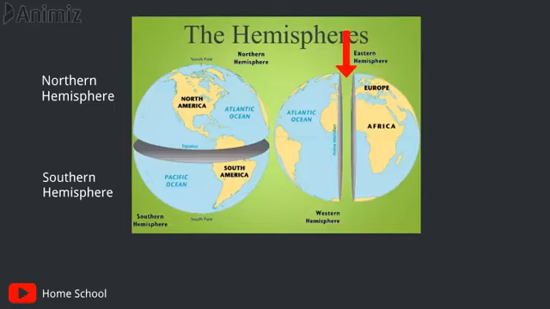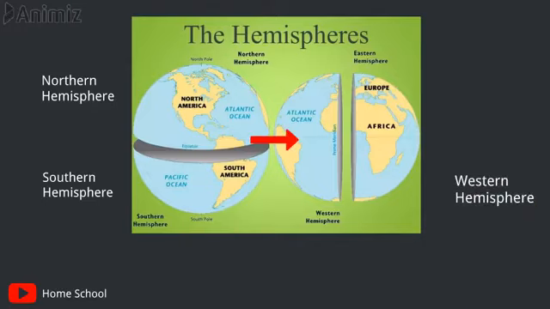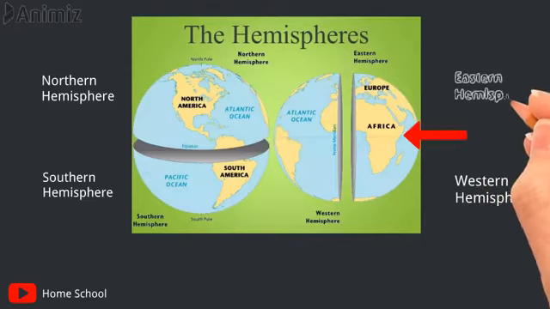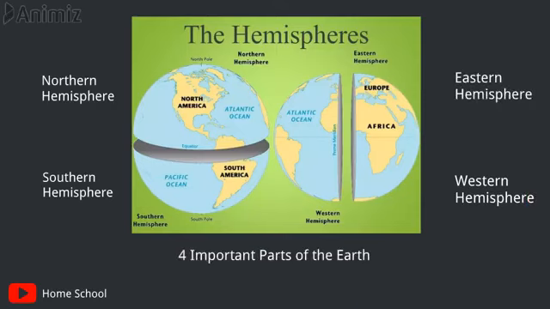This is the North Pole and this is the South Pole. So when the prime meridian divides the earth, we get the western hemisphere and the eastern hemisphere. Thus, we got the four important parts of the earth: northern hemisphere, southern hemisphere, western hemisphere and eastern hemisphere.